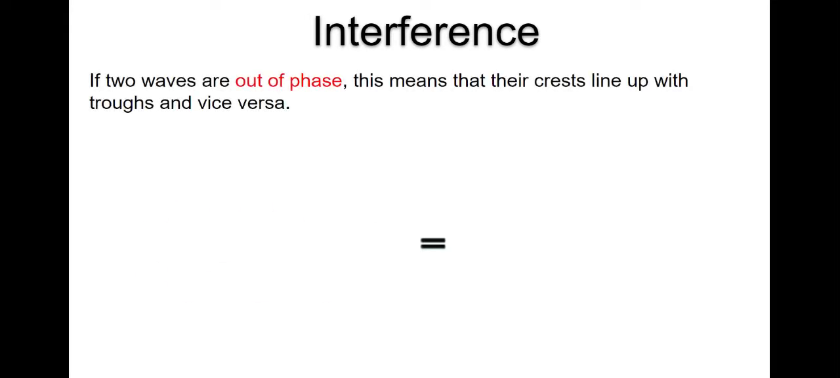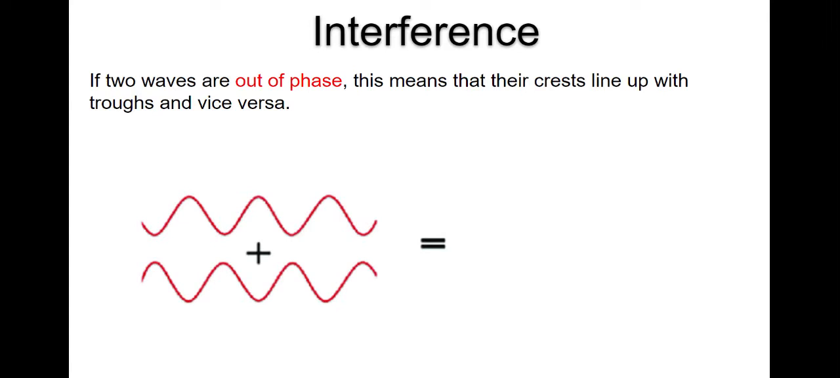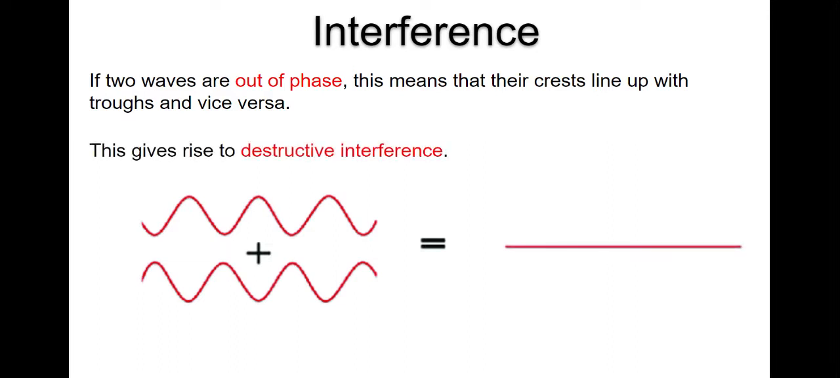The other way that waves can interfere is if we have the waves meeting out of phase. So the crest of one wave meeting the trough of the other wave and vice versa. Now when that happens, we get what's called destructive interference. So the wave effectively cancels itself out.